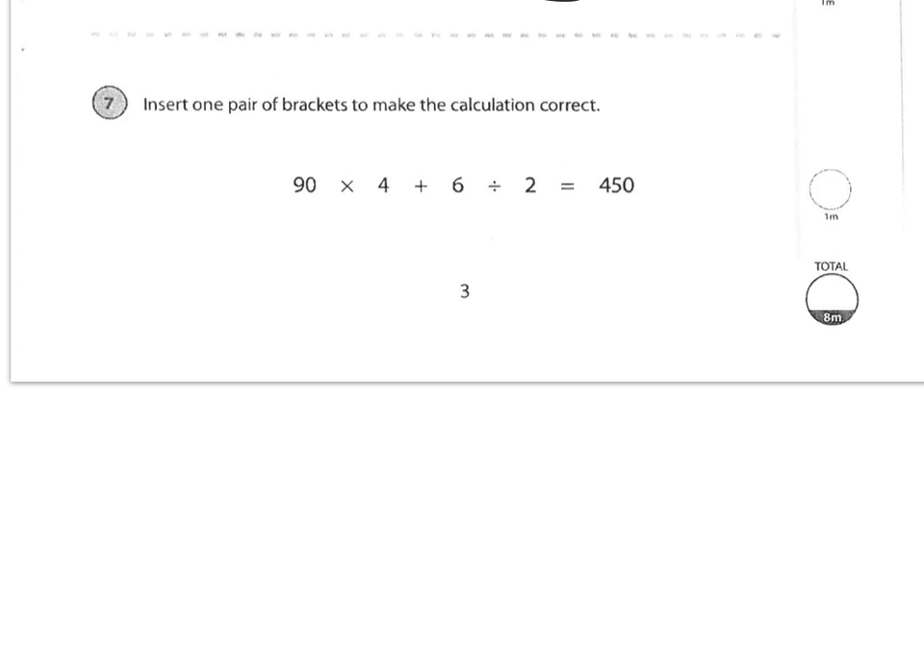Insert one pair of brackets to make this calculation correct. Well, the pair of brackets would have to go around the 4 add 6. And basically what we have then is that the bracket becomes 10. So we have 90 times 10 is 900, divided by 2 is 450.